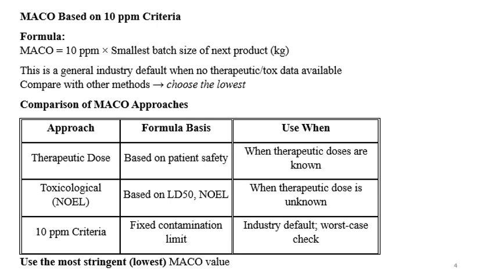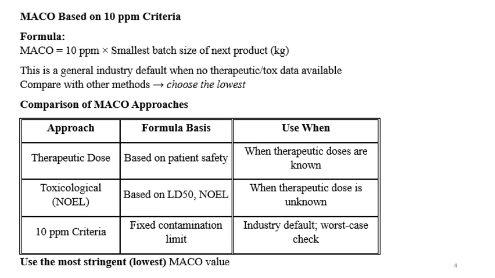Comparison of MACO approaches. So approaches are therapeutic dose approach, toxicological approach considering the NOEL, and the 10 ppm criteria. Therapeutic dose basis is based on patient safety and used when therapeutic doses are known. Toxicological criteria is considered when therapeutic dose is unknown. It is based on the LD50 and NOEL. But in most cases, you will know the therapeutic dose, so therapeutic dose criteria will be used.